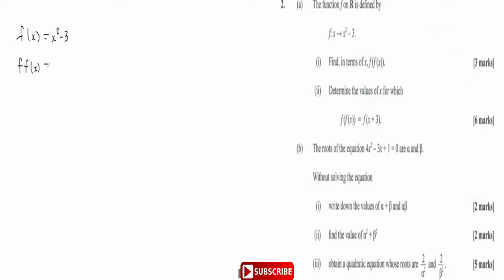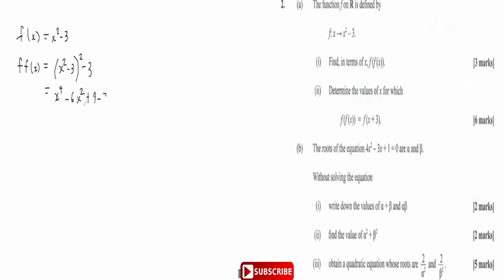So f of f of x is going to be equal to, f of x is x squared minus 3, so you're going to put f of x into f to get all of this squared, and then you subtract 3. Now, since it says 3 marks, it would make sense only to expand it out. So it's going to be first term squared, which is x to the 4, minus twice the product of the 2, 3 times 2 is 6, so it is minus 6x squared, plus the second term squared, 3 squared is 9, and then you subtract 3.